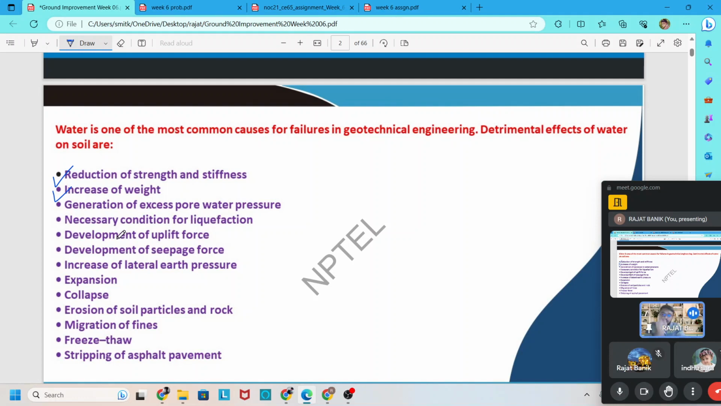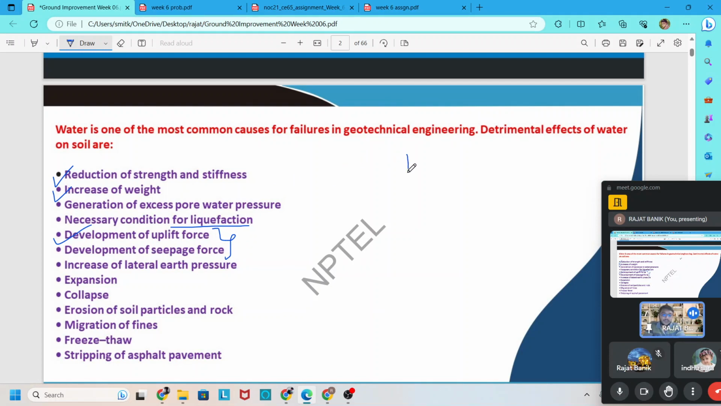And we also know that due to this water, excess pore water is developed, and due to this excess pore water pressure, shear strength may get reduced, or we can say effective stress may get zero in cohesionless soil, and liquefaction phenomena can happen. And also, due to this water, uplift force or seepage force is created. In these two cases, uplift force and seepage force happen in dams.